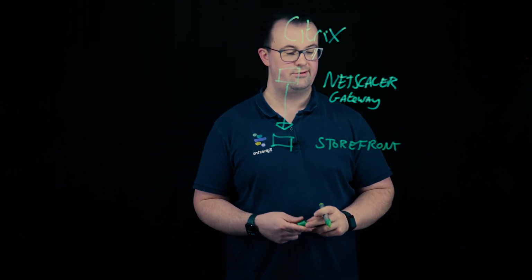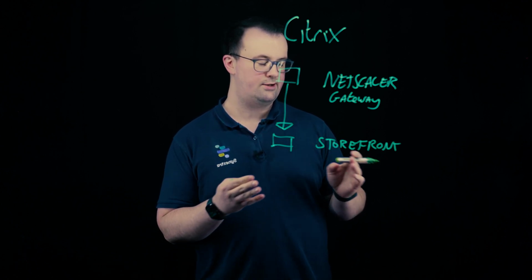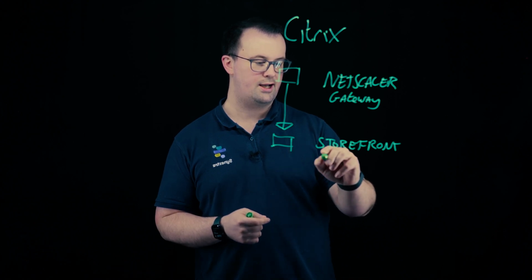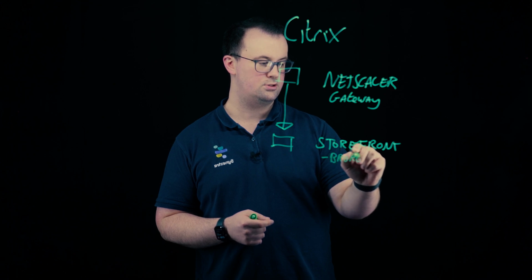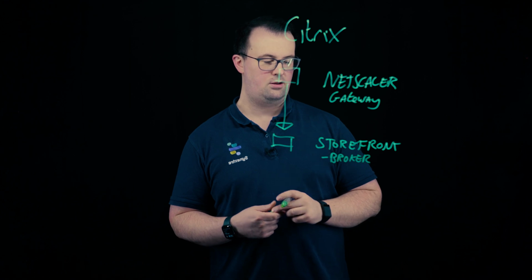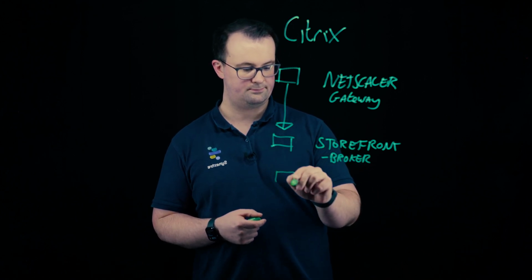And this delivers effectively a number of different components, because you can have a collapsed architecture. As you scale out, you can split these out, but this has storefronts and effectively this is the broker service that basically connects the sessions to the right location. And then ordinarily, we'd have our licensing server.